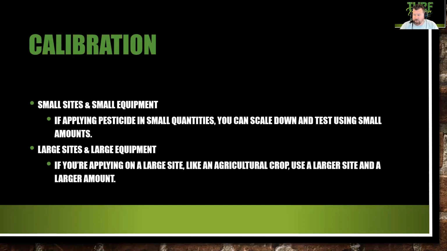With small sites, we're using smaller equipment. We're going to scale down using small amounts. Large sites, we're going to use our bigger equipment, probably our boom sprayers. So if you're applying on a large site, like an agricultural crop, use a larger amount. And when we calibrate our equipment, we need to calibrate it on terrain that's very similar to the properties that we're getting ready to treat.